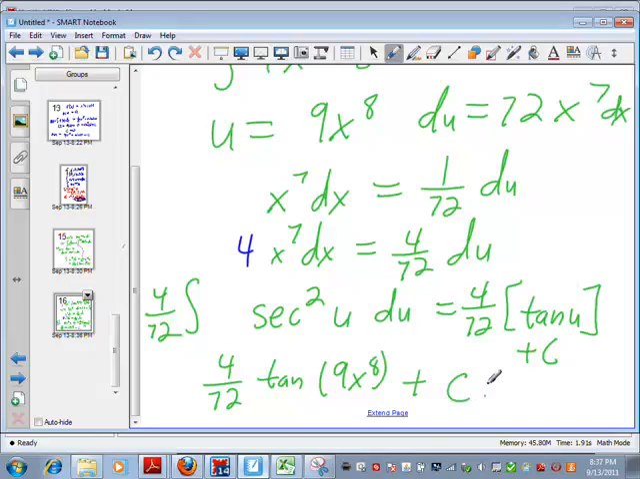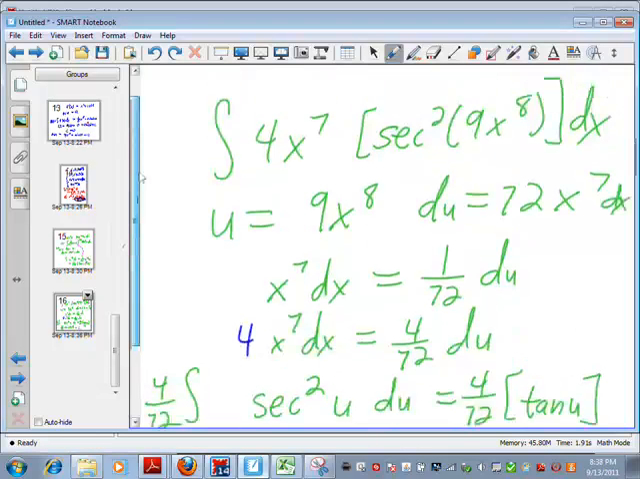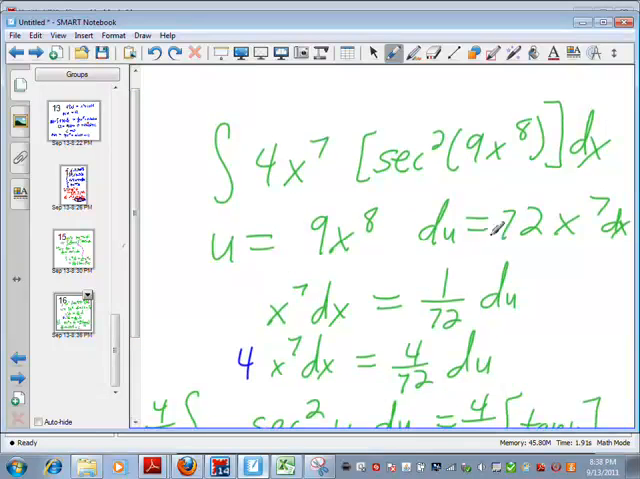Now, you were the one doing this in your head. Like when I have a 4x to the 7th and the 72x to the 7th, what do you pull outside of your integral? Just 1 over 7, so you can cancel x over 7 with the other one. Oh yeah, you leave 4 bigger, okay.